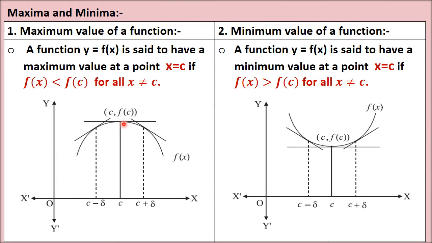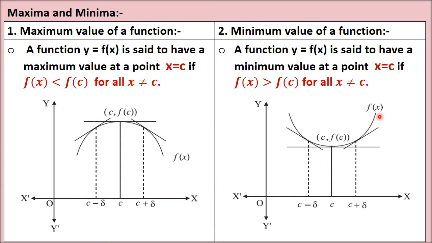Similarly, the minimum value of a function. Function y is equal to f of x is said to have a minimum value at a point x is equal to c if f of x is greater than f of c for all x not equal to c. It means at x is equal to c, the functional value is f of c. That is the minimum value of the function. All the remaining f of x values to the left and to the right of f of c on the curve are greater than f of c.